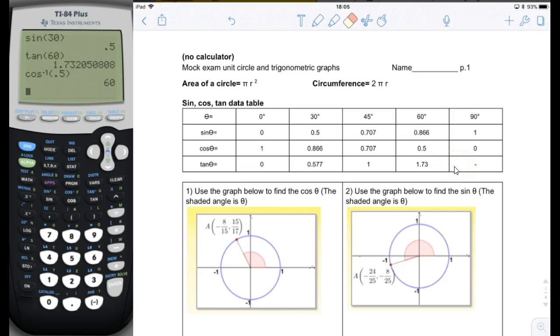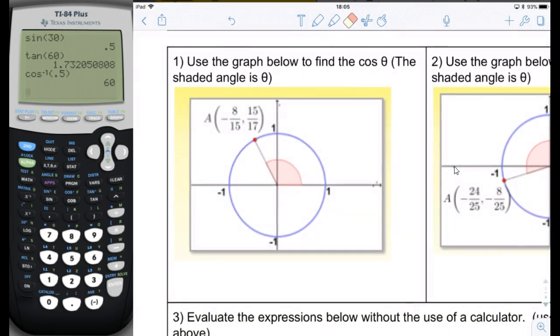Okay, let's go to number 1. Use the graph below to find the cosine of theta. The shaded angle is theta. Okay, so this angle is theta. Do you see that it gives us the coordinates of this point here? The red point here is at the coordinates negative 8 over 17, comma 15 over 17.